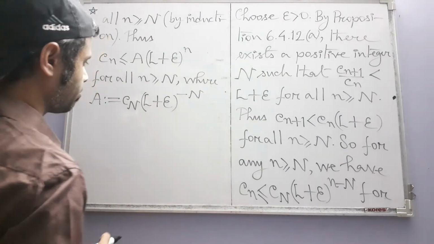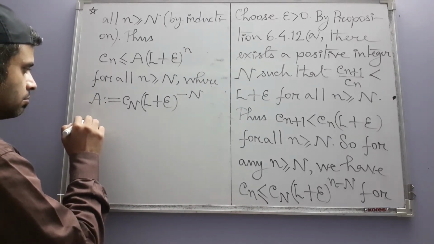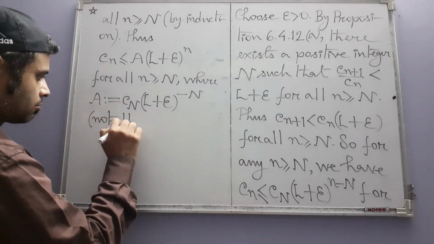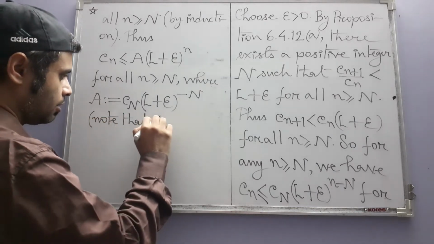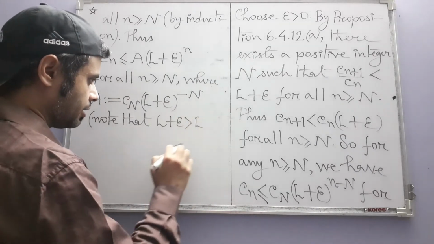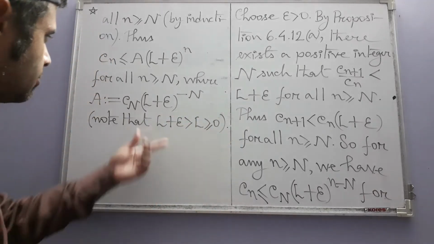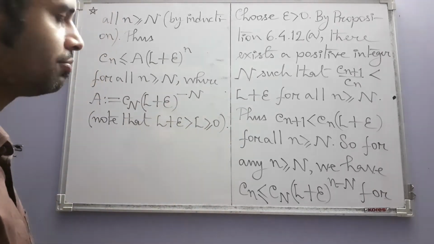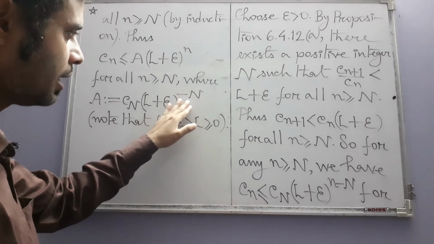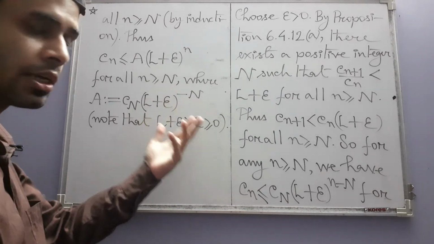And we should perhaps write here itself, note that L plus epsilon is greater than L, which is greater than or equal to 0. So the thing that you see here is a positive real number. So its power, whatever this n is, it does not matter. Also, presence of this negative sign also does not matter.